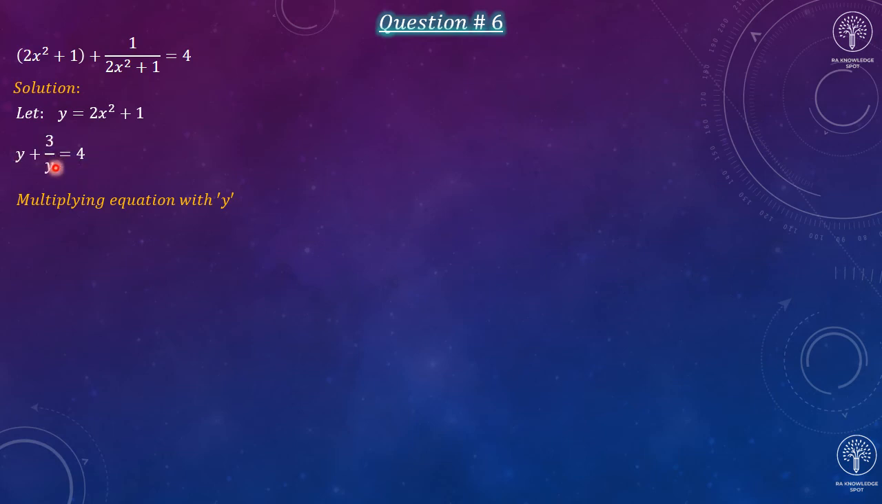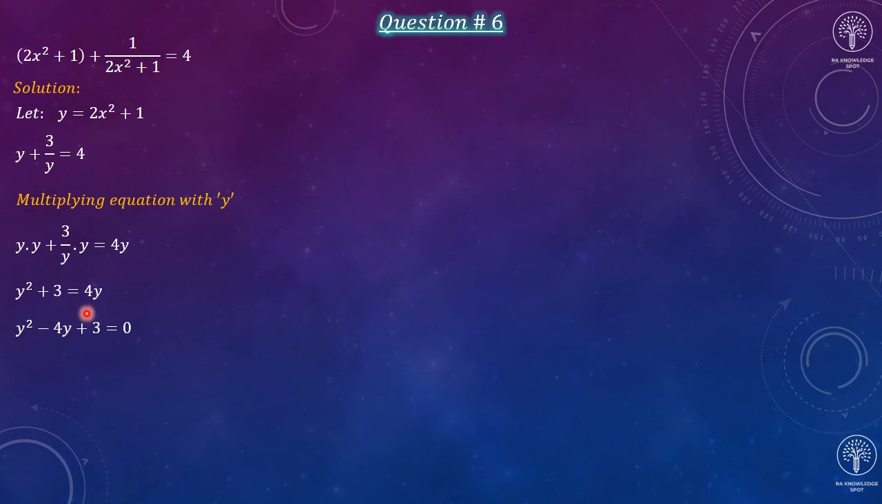And why are we going to do this process? Because we have to finish this fraction. We want to get rid of this fraction, because fractions always make a problem for the students. So multiplying the whole equation with y, when you multiply y with y, you will get y square. This y cancels with y, you will get only 3, and you have to multiply 4 with y, you will just get 4y.